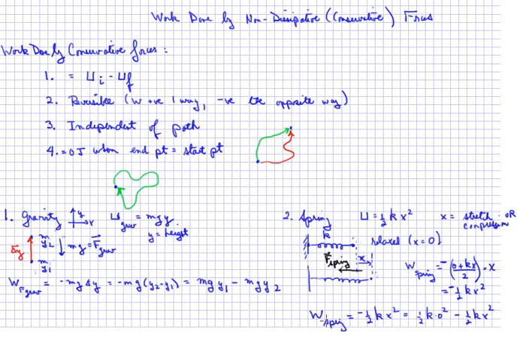And so looking at this as 1/2 k times 0 squared minus 1/2 k times x squared, again shows that here is the U initial and here's the U final, and the work done by the spring is U initial minus U final.